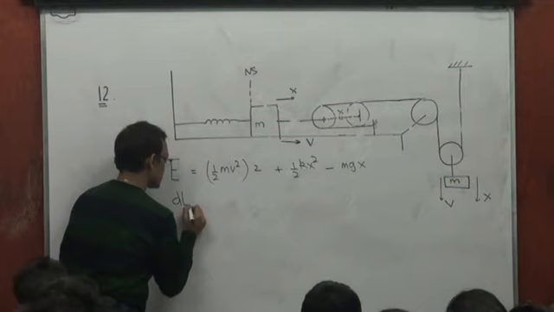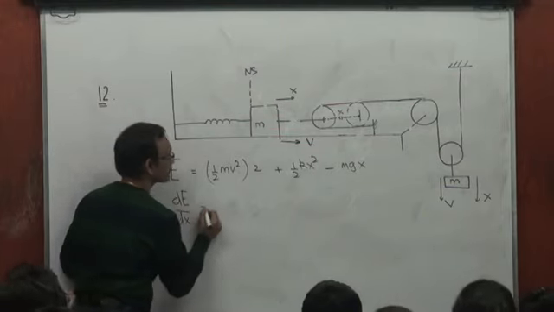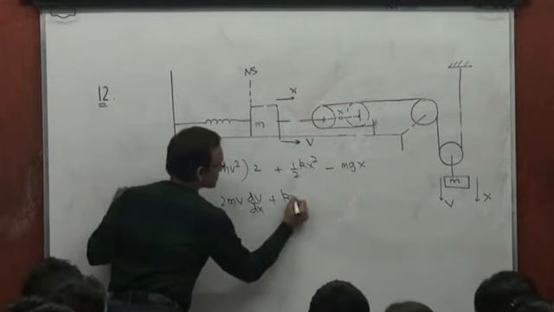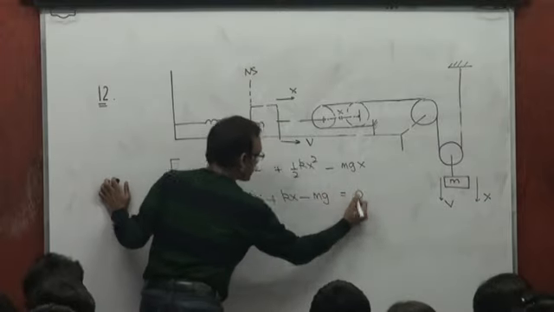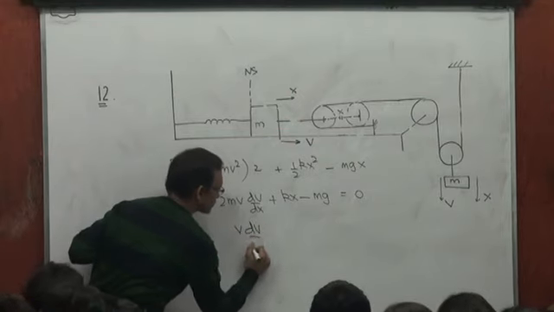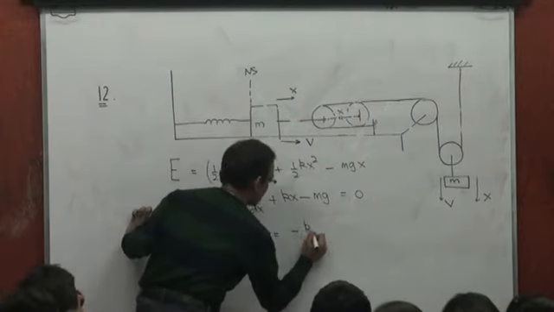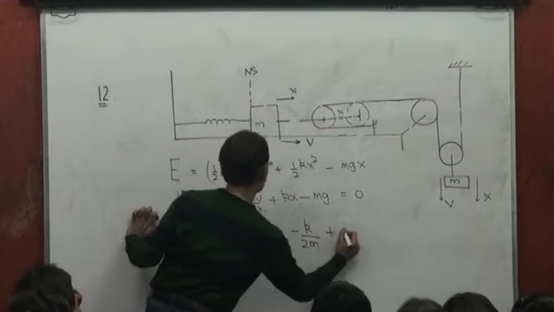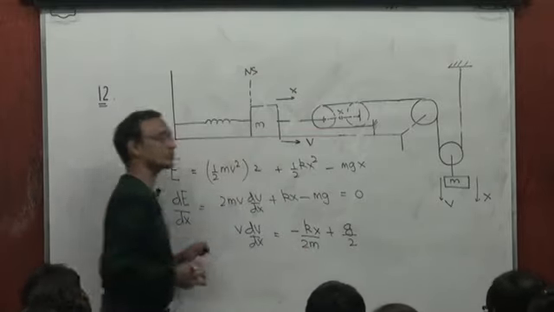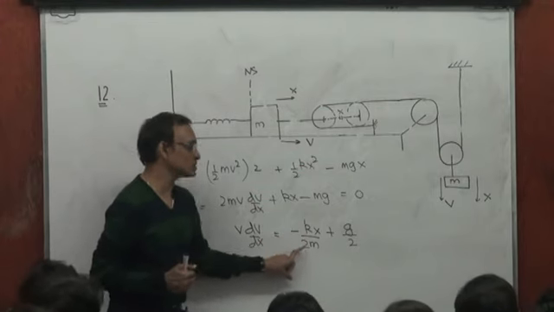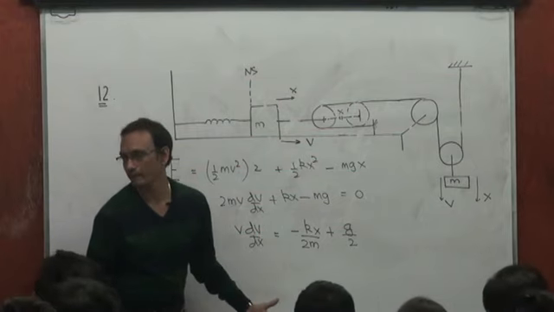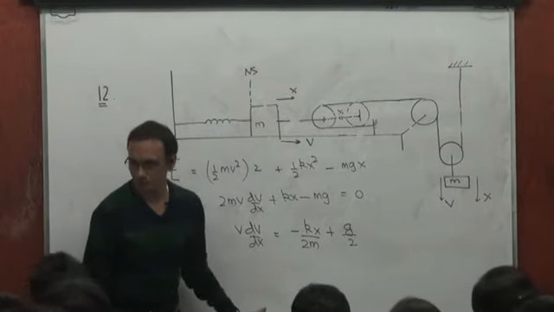So dE/dx, 2mv dv/dx plus kx minus mg must be 0. Again, v dv/dx is minus k by 2m times x plus g by 2. The omega square for this oscillation is k by 2m. Omega is root k by 2m. Time period is 2 pi by omega. Yes or no?